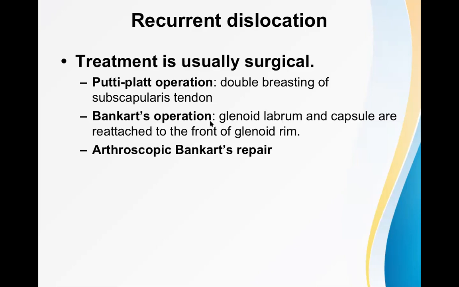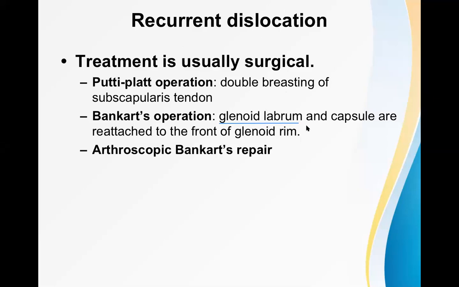Bankart's operation is, see this, the glenoid labrum and the capsule of the shoulder joint are reattached to the front of the glenoid rim. Now, the glenoid rim is the circumference of the glenoid cavity. And what is the glenoid labrum, by the way? What do you mean by that? Fibrocartilaginous rim, sir. Excellent. Very good. Every student is answering correctly.